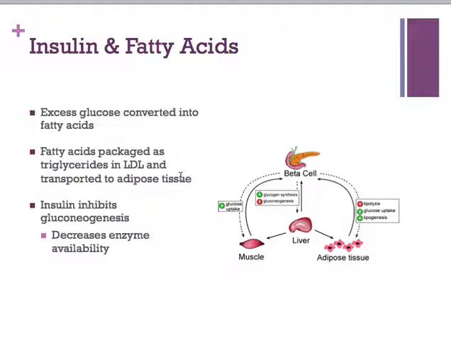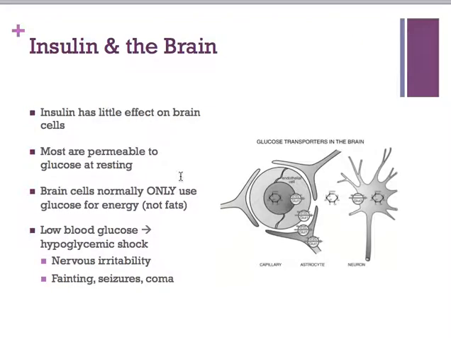Excess glucose, you might know, is converted into fatty acids that can be packaged as our triglycerides, as our low-density lipoproteins, so that would be considered the negative or abnormal type, or not abnormal, but the disadvantageous type of cholesterol. Insulin also inhibits gluconeogenesis, or the creation of new glucose or glycogen, by decreasing enzyme availability. So we are able to bring the glucose into the cells that need it only with the presence of insulin.